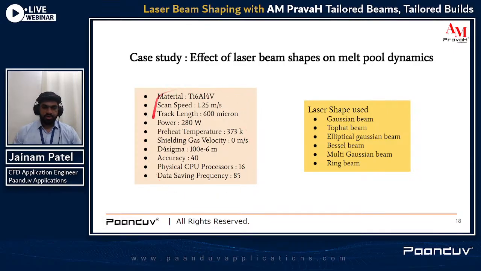So these process parameters I have taken, and I have taken these six different laser beam shapes: Gaussian, top hat, elliptical, Bessel beam, multi-Gaussian beam, and the ring beam. Now, I have taken the same parameters for all these six different beams, and only the laser beam shapes are changing. Let's see what the results are from that.